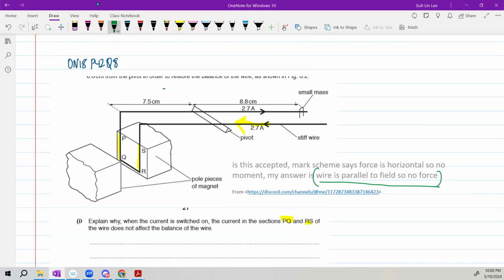So let me ask you a question. My magnetic pole piece, the magnetic field is like this. Let's say this is north, this is south, or it could also be this is south, this is north. Either way, it doesn't matter. It has to be in this plane. Parallel? Which part is parallel?